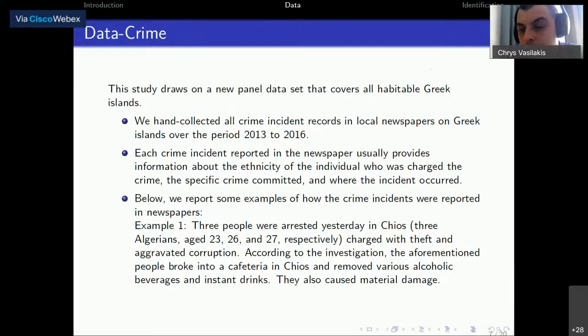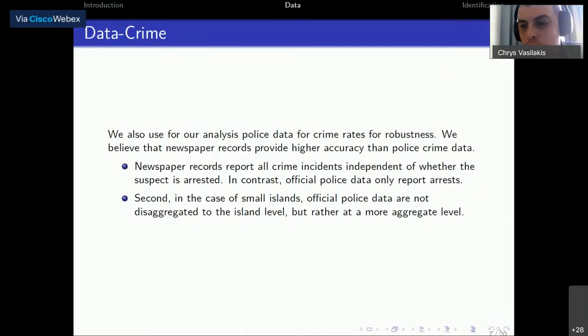On the same vein, we have collected these from this period, from 2013 to 2016. So some of you will ask me, okay, why did you spend time to collect such a huge amount of data compared to having the police data? The first one is that we wanted to see whether they are robust.